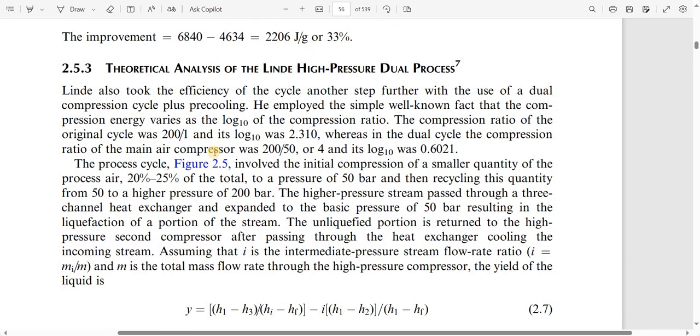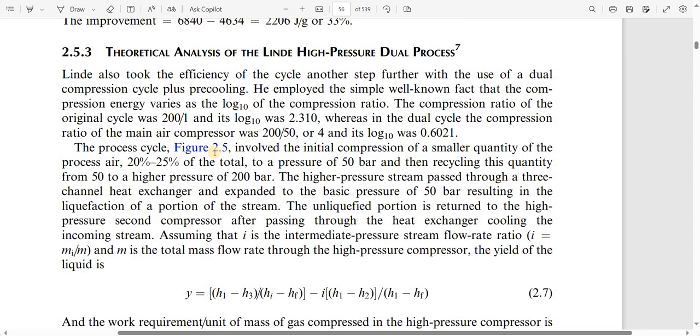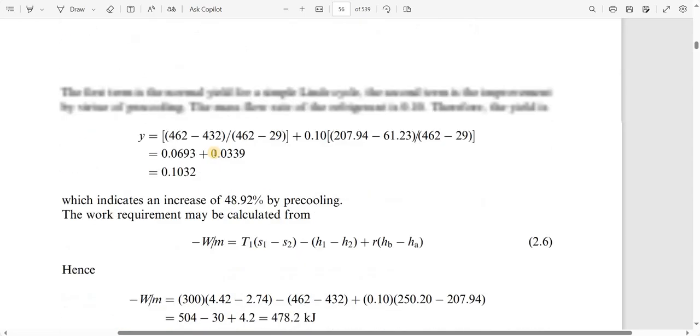Now let's learn about the theoretical analysis of the Linde high pressure dual process. Linde also took the efficiency of the cycle another step further with the use of a dual compression cycle plus pre-cooling. He employed the simple well-known fact that the compression energy varies as the log 10 of the compression ratio. The compression ratio of the original cycle was 200 to 1, and its log 10 was 0.6021. The process cycle is figure 2.5.